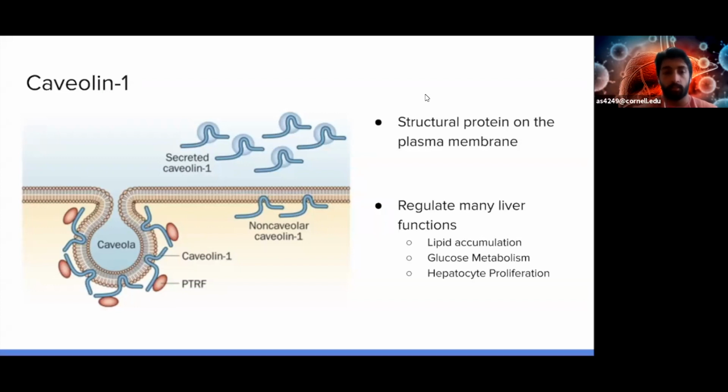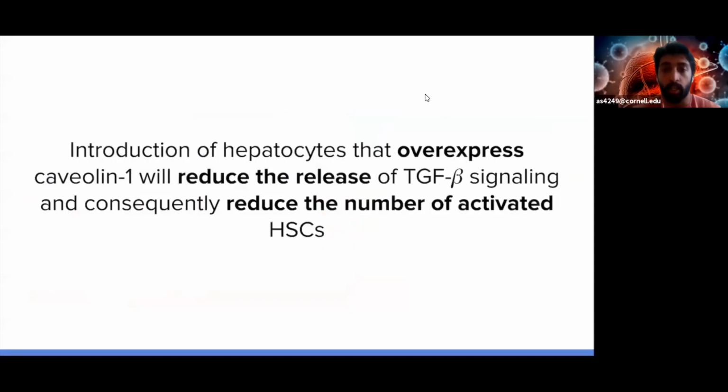So with this knowledge, we have developed a strategy where we're going to introduce hepatocytes to overexpress this important modulator caveolin-1 in order to reduce this release of TGF-beta signaling. And thus, by reducing the expression of TGF-beta, we hope to reduce the number of hepatic stellate cells that are activated, and thus reduce the amount of myofibroblasts created, and also reduce the amount of ECM deposited, and be able to break that down in order to restore that regeneration function.